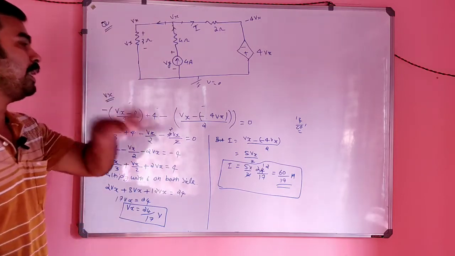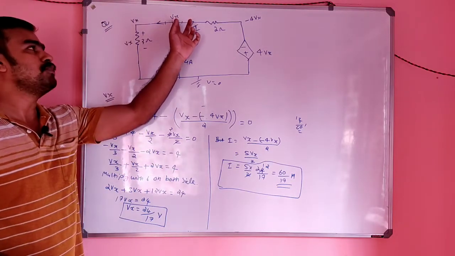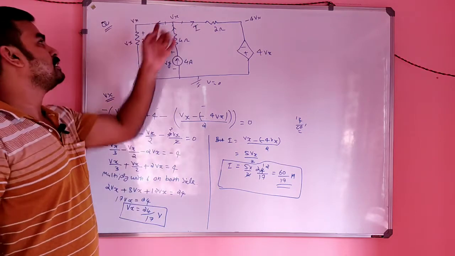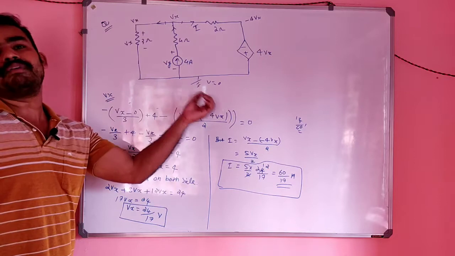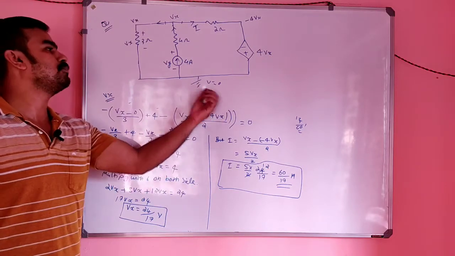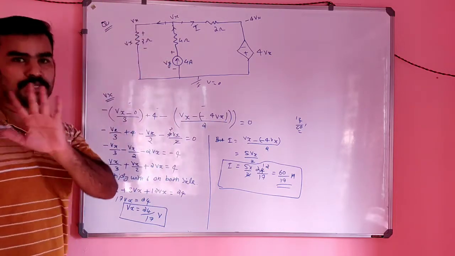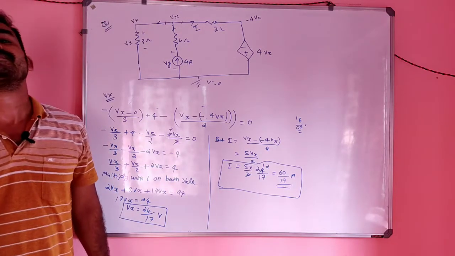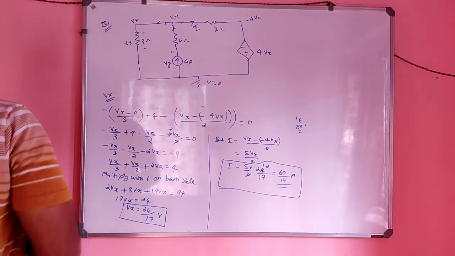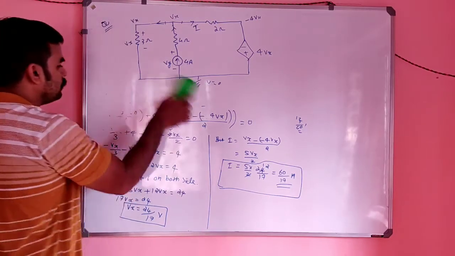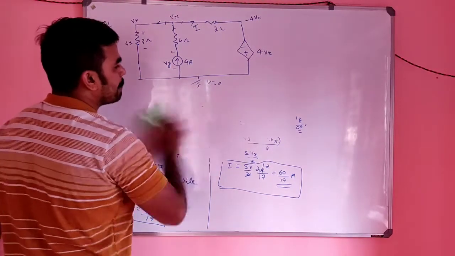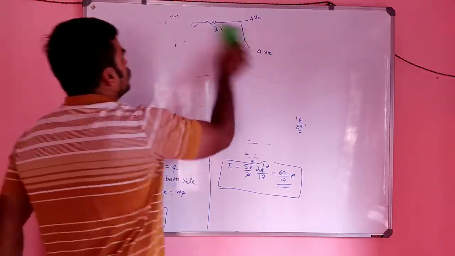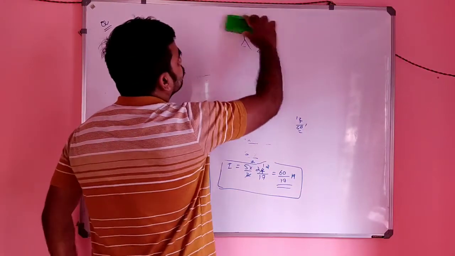So always take care: the voltage where you have started the current, minus the voltage where you end the current, divided by the resistance in between those two voltages. It's very, very important. Is it clear? Okay, let's move to the next problem.